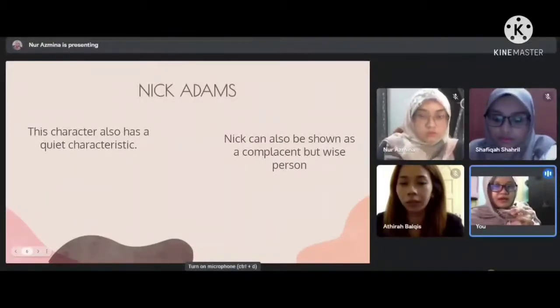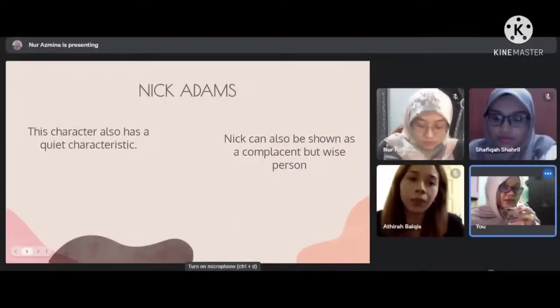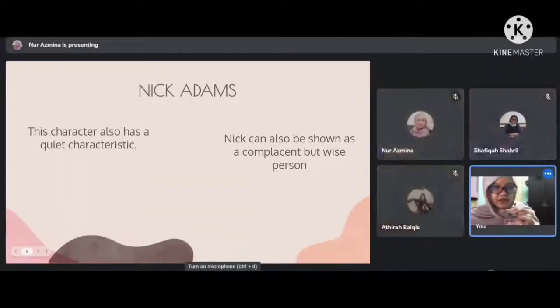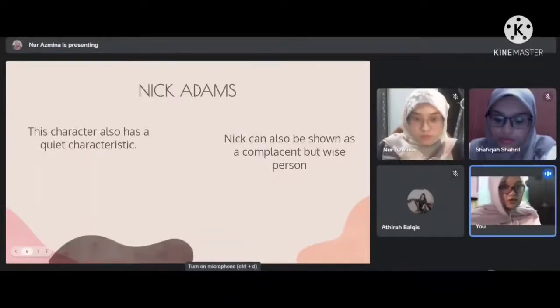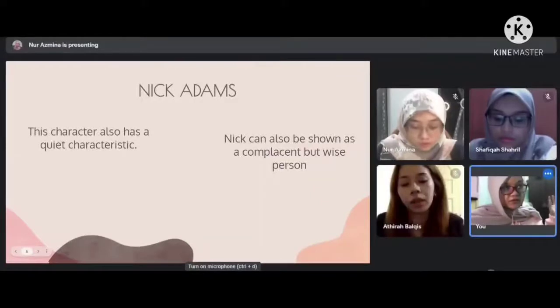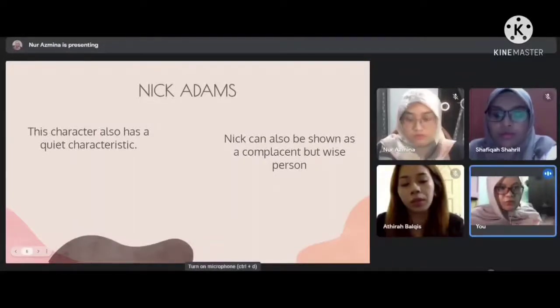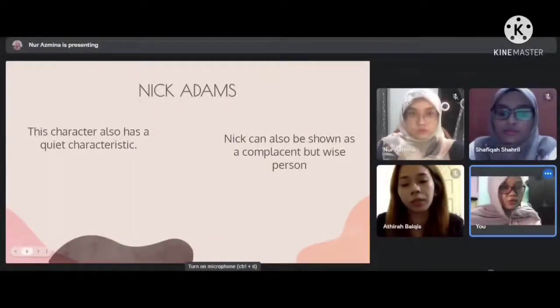Nick can also be shown as a complacent but wise person. This is because he had seen a big trout fish, but at that time he had already caught a smaller trout fish, so he had decided to let the big trout fish go because he thought that it took too much energy for him to catch the bigger one.